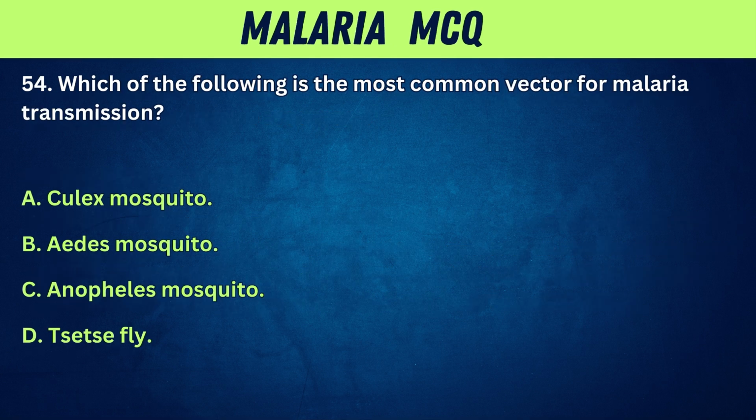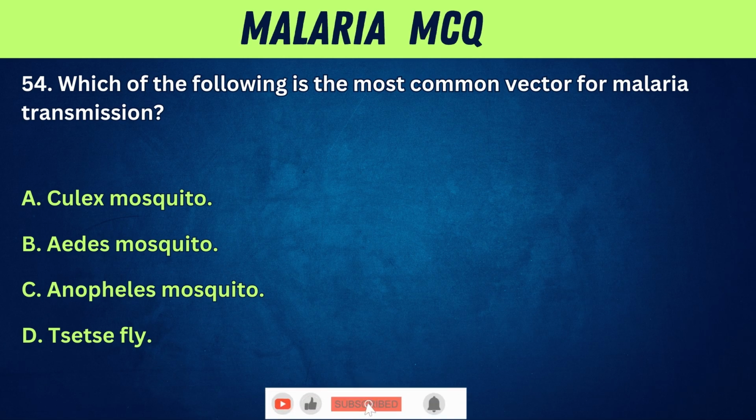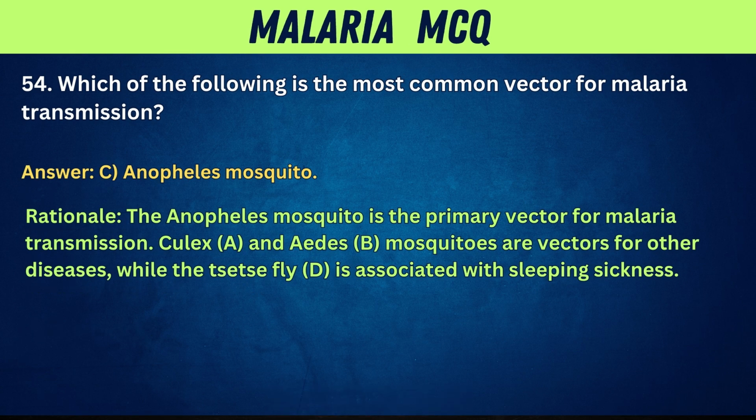54. Which of the following is the most common vector for malaria transmission? A. Culex mosquito. B. Aedes mosquito. C. Anopheles mosquito. D. Tsetse fly. Answer: C. Anopheles mosquito. Rationale: the Anopheles mosquito is the primary vector for malaria transmission. Culex, A, and Aedes, B, mosquitoes are vectors for other diseases, while the tsetse fly, D, is associated with sleeping sickness.